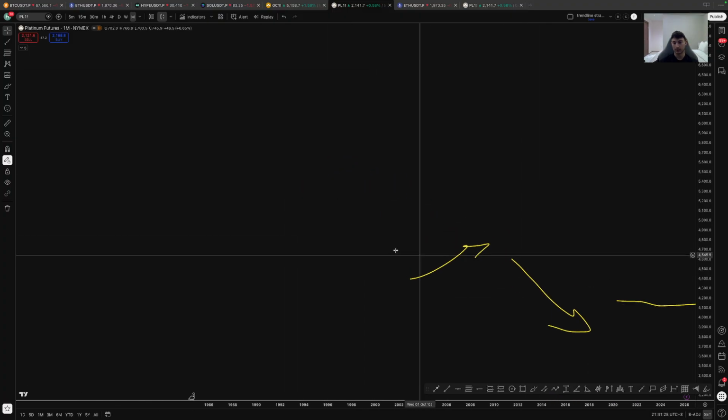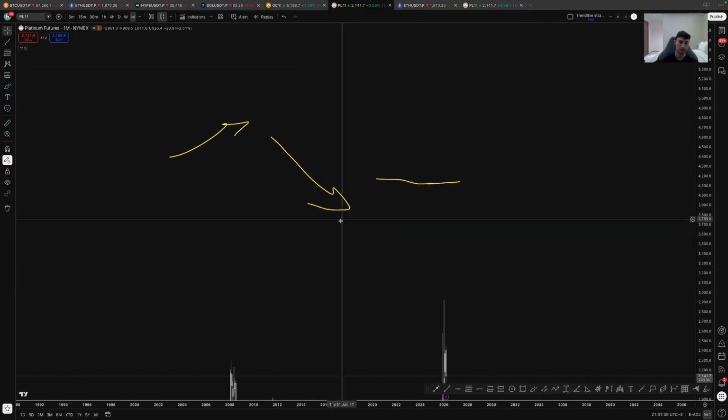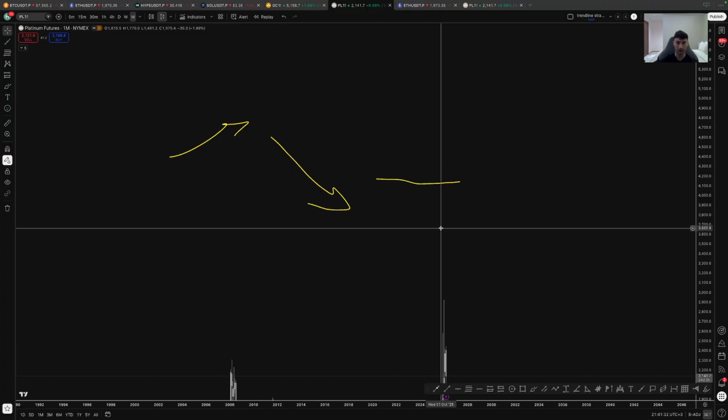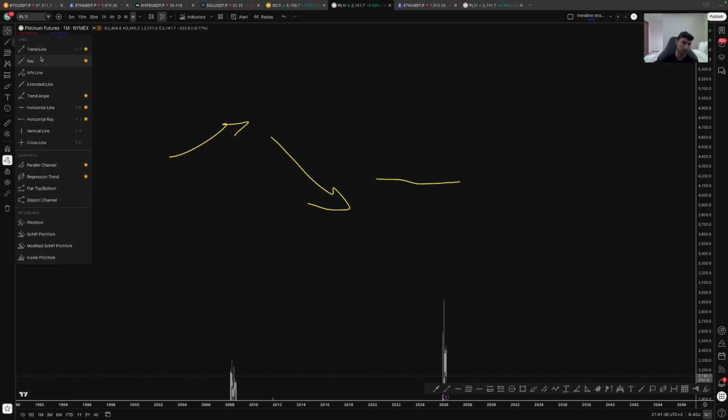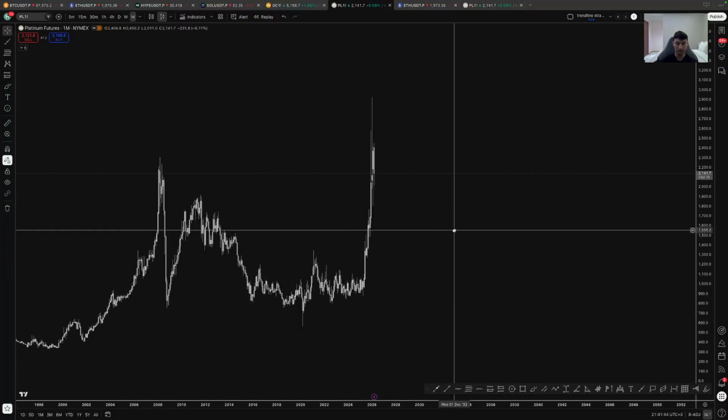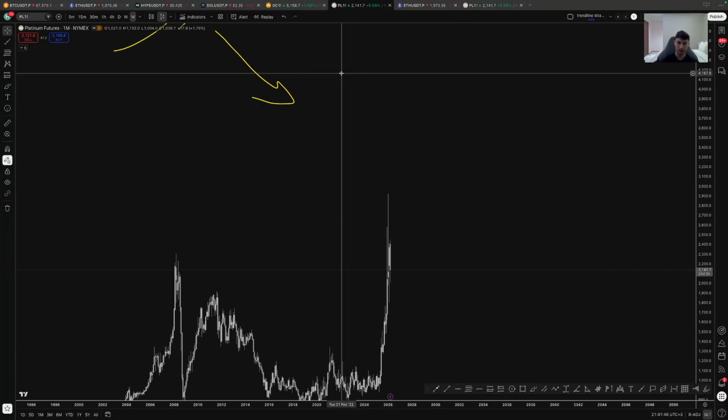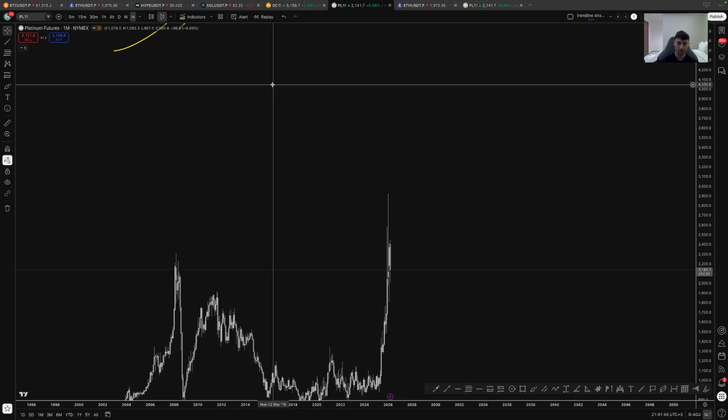So basically, to identify all this, you need to draw something called trend lines and support and resistance. In order to do that, you have two tools you need to use here: the ray tool on TradingView and the horizontal line. That's it. Just let me delete this. Boom.